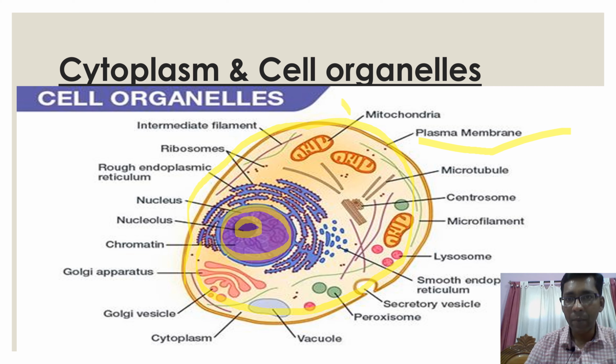They are the mitochondria, the Golgi apparatus, and the rough endoplasmic reticulum. There is also smooth endoplasmic reticulum. Here it is, the smooth endoplasmic reticulum. These are the cell organelles surrounding the nucleus and situated in the cytoplasm. This is the cytoplasm, and here the organelles are situated.